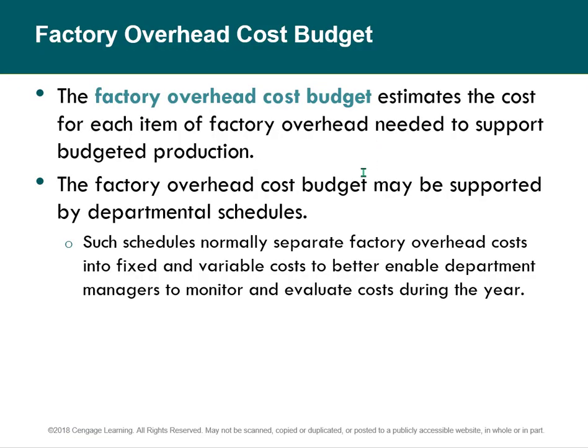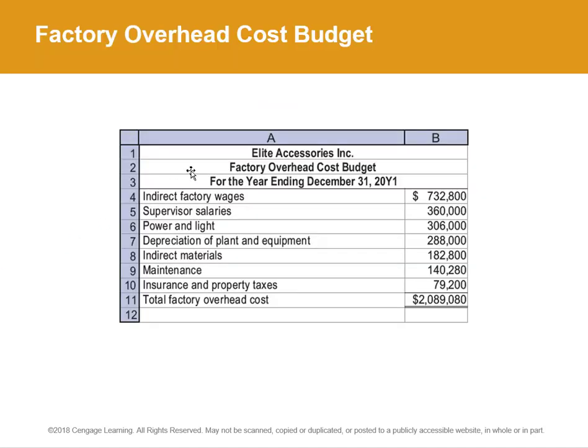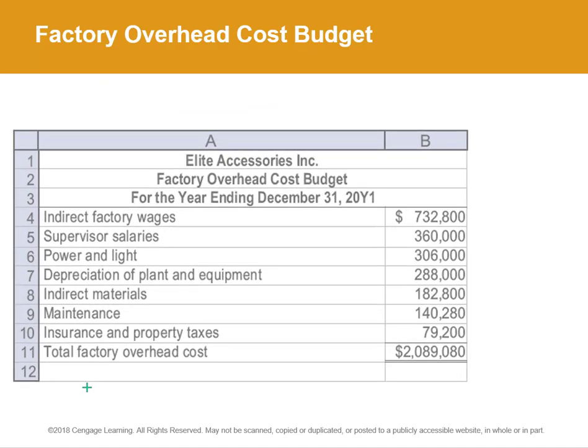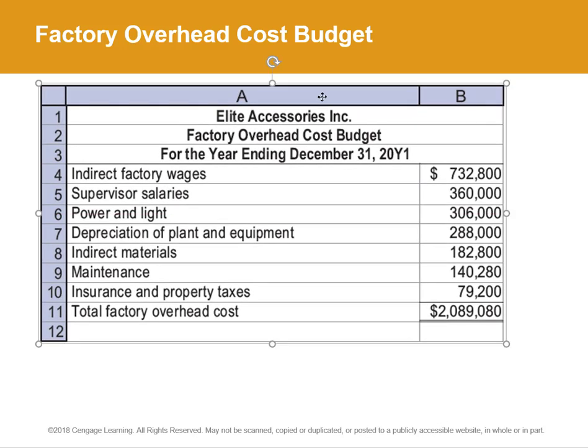Now, factory overhead estimates the cost of each item of overhead needed to support production. The overhead budget is probably supported by departmental schedules that give you fixed and variable costs. Here's an example of a factory overhead cost budget. They've got indirect wages, supervisor salaries, power and light, depreciation, indirect materials, and so on. So our total overhead cost is just over $2 million. This is their estimate for the year.